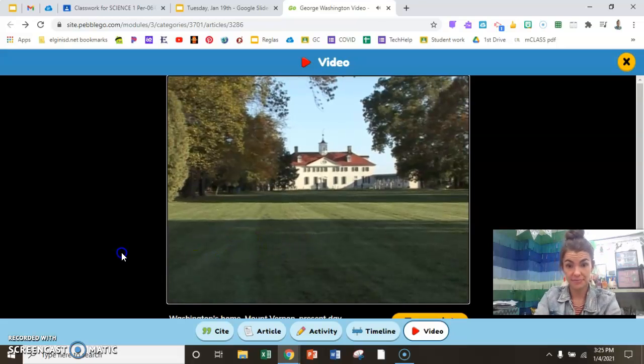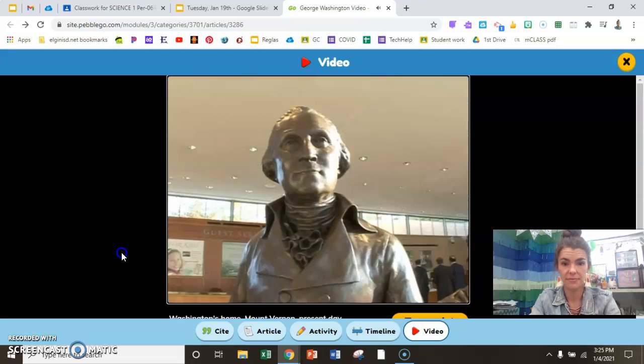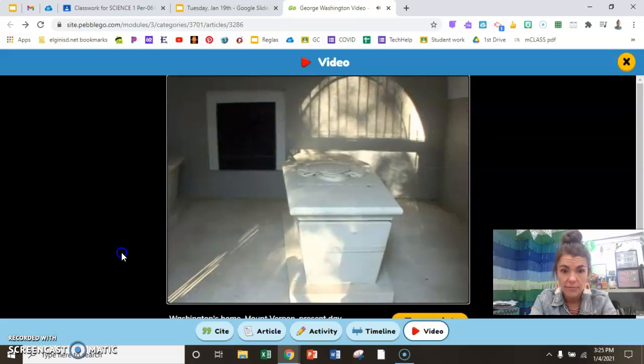and colonial-era mansion half an hour from the capital. America's first president, George Washington, spent most of his life here and has been here ever since, buried on the grounds.